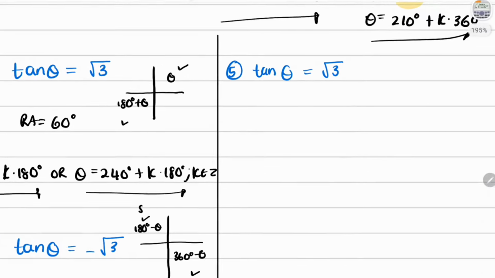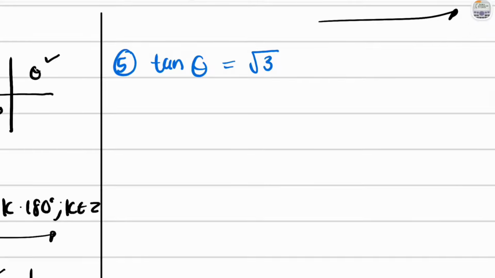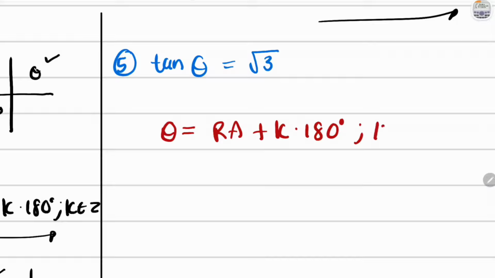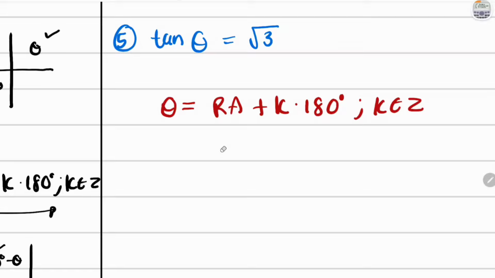Okay, so with the quick method, the rule that we use is very simple. If you have tan theta, all you're going to do is this. You're going to go ahead and solve. When you're solving for whatever your angle is, you just say theta is equal to your reference angle plus k of 180 degrees, where k is an element of integers. Done.